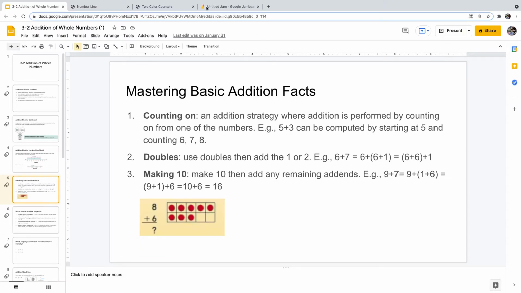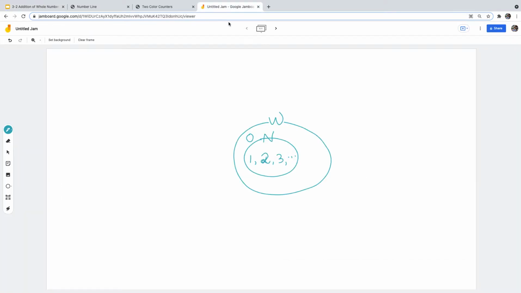Okay, so let's have some examples. If I do some examples using counting on, doubles, and making 10, okay, can I erase this out there?